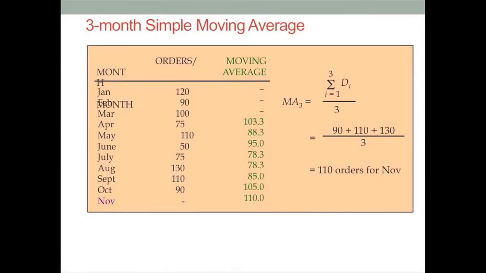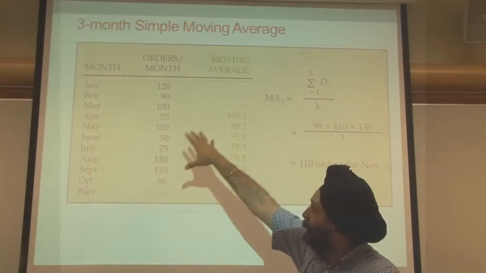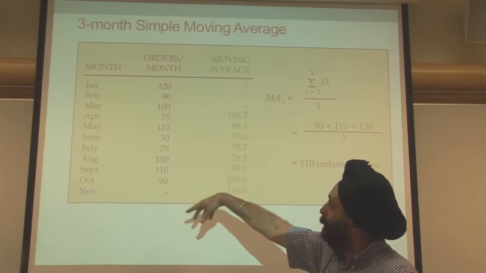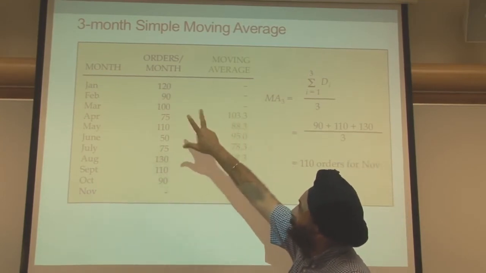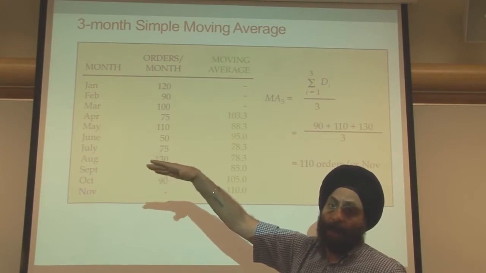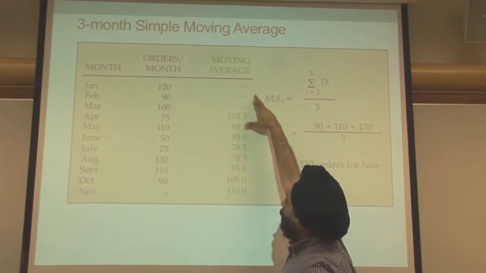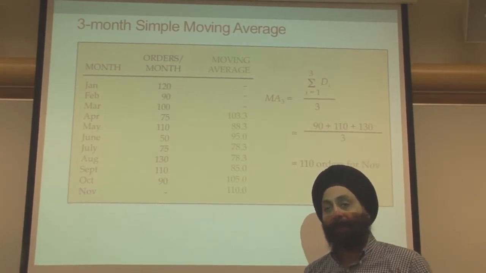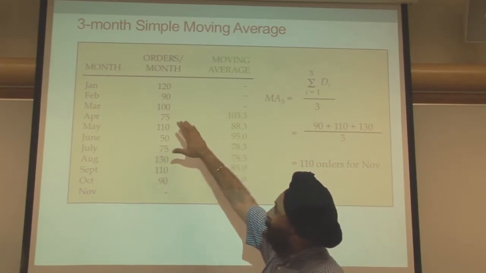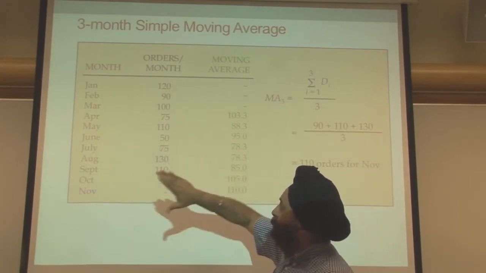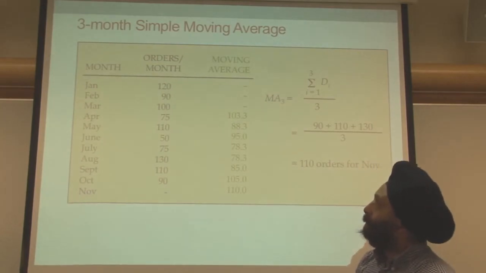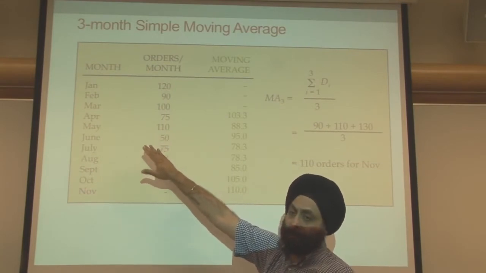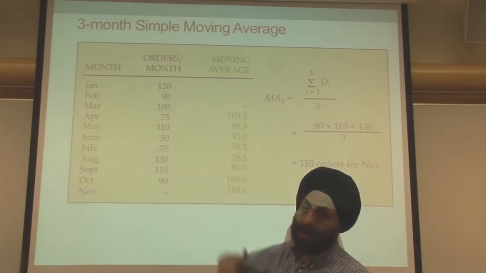Now you notice that we are taking the same yearly data, and in this case, month. The orders are given for each month, but since it's a 3-month simple moving average, we are unable to calculate the moving average for the first 3 months because there's no prior data available for them. So the first month for which we can calculate our 3-month simple moving average will be the month of April, because April is the first time when you have 3 previous months of data available to you.